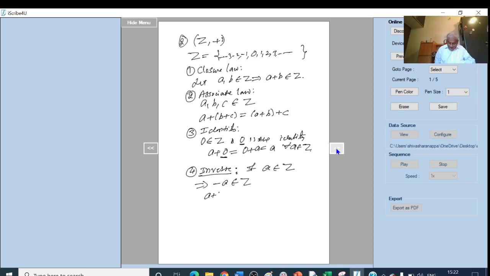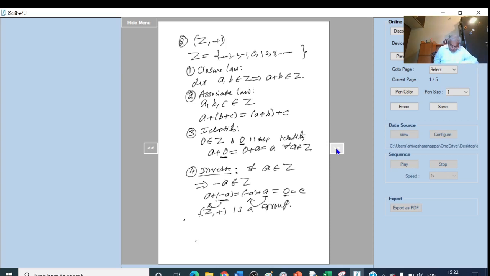And then if I write A plus minus A equal to minus A plus A, what am I getting as the answer here? This is equal to 0. And this is our identity element. So therefore inverse of each element exists. Minus A is the inverse of A, or we say that A is the inverse of minus A. So inverse of each element exists. Therefore we say that Z comma plus is a group.